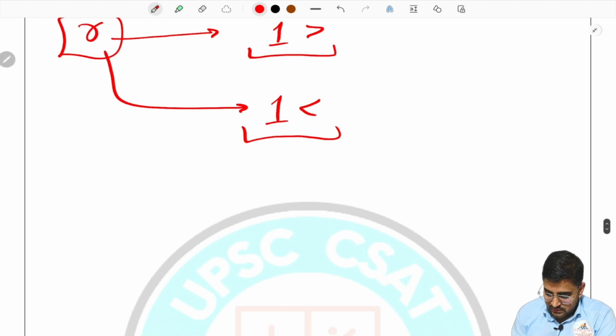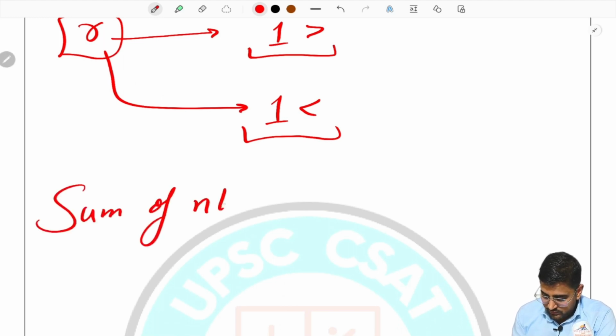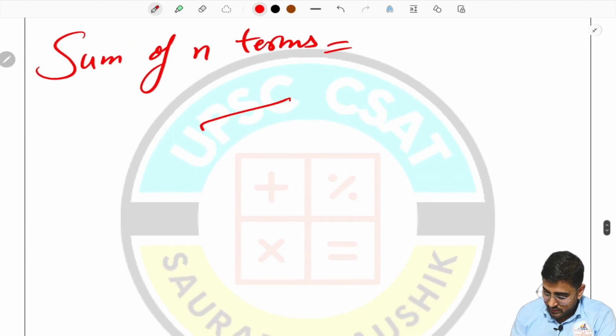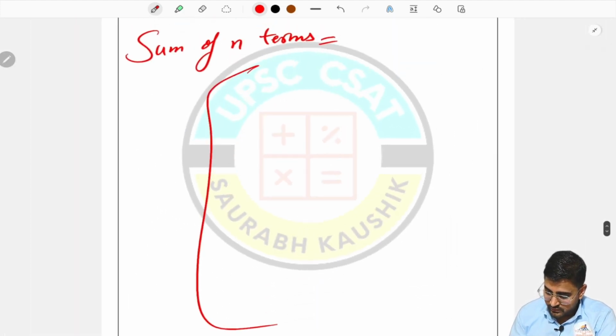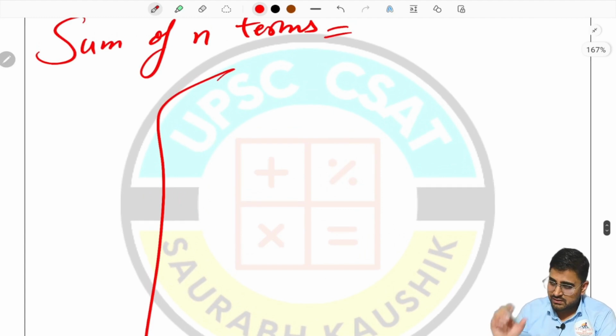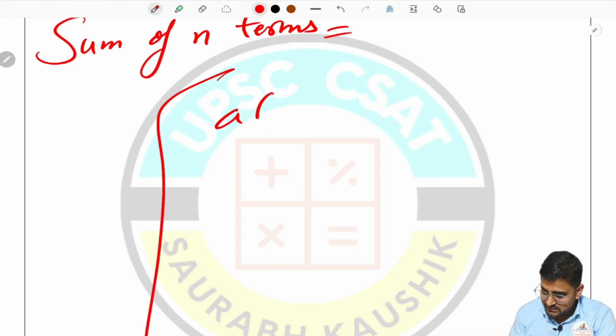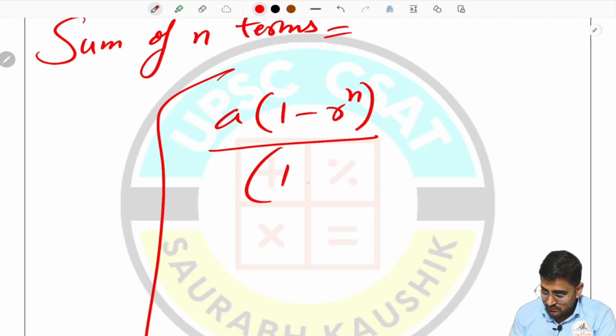Let's first write the formula itself. Sum of n terms of a GP. I need a space because it's a big formula, not big in complexity, but the size is big. So first: a times 1 minus r to the power n, divided by 1 minus r.